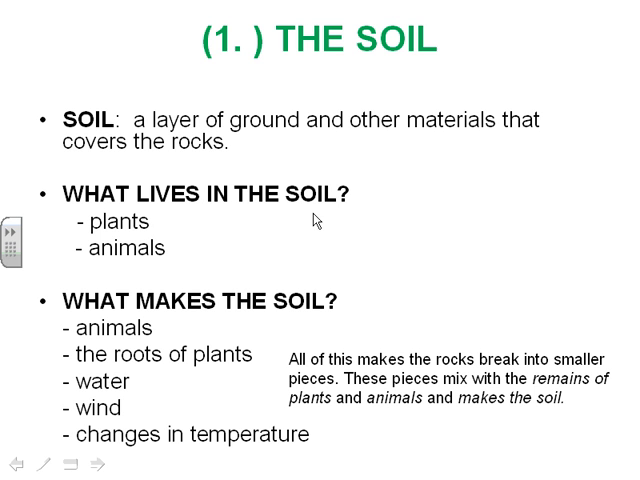What lives in the soil? Plants and animals. What makes the soil? Animals, the roots of plants, water, wind, and changes in temperature. All of this makes the rocks break into smaller pieces. These pieces mix with the remains of plants and animals and make the soil.